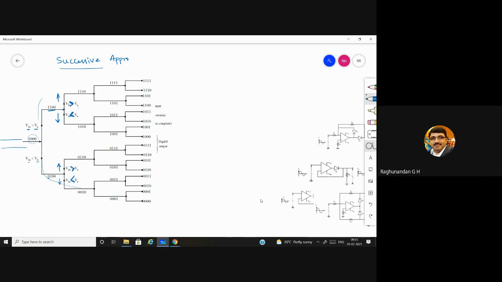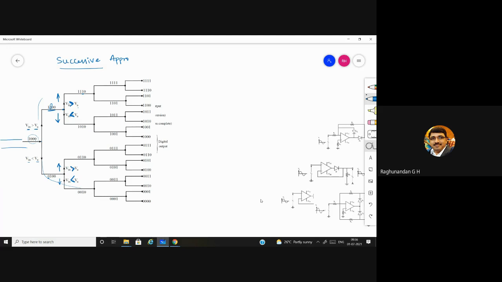Now 1100 we are having, and if the input value is still greater than 1100, what we will do is again increase the next bit and check. If the input is lesser than the present value, then what we do is make the bit which we made high in the previous state 0, and the next bit we make 1, and again the process continues. Here also the process continues.